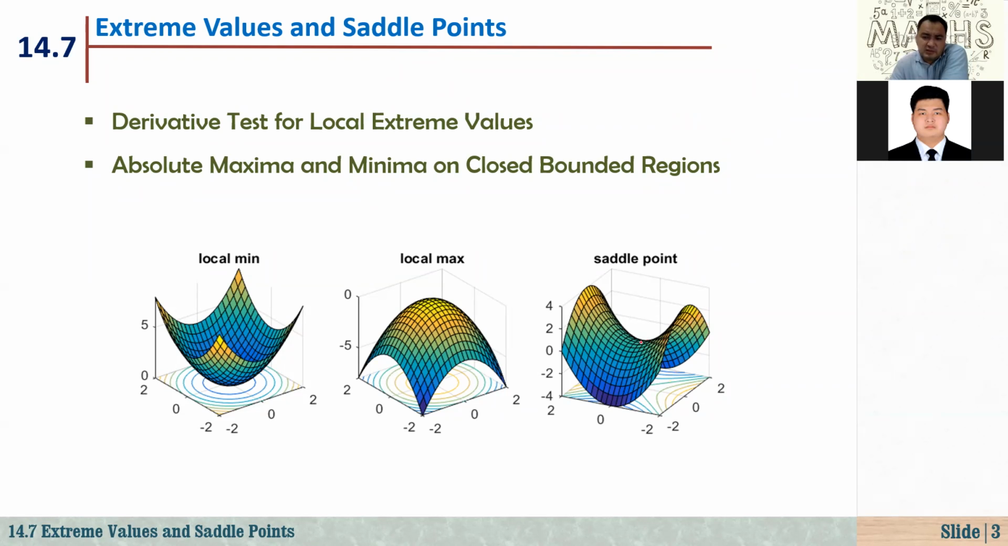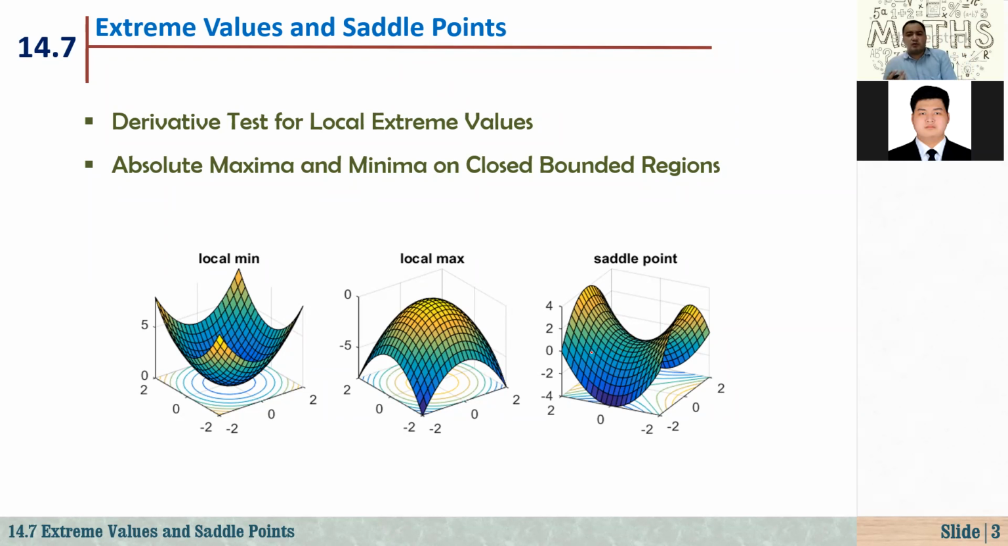Why saddle point? Because you see here, the graph looks like a saddle on a bike or a horse, right? And that's why it is called a saddle point. If you just move in this direction, it has a minimum, a local minimum. If you follow this direction, it has a local maximum. So you see here, it doesn't have any local maximum or minimum at this point. And such points are called saddle points.